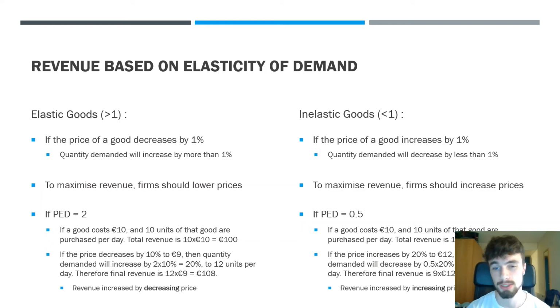The opposite is true for inelastic goods. If the price of an inelastic good increases by 1%, the quantity demanded will decrease by less than 1%. To maximize revenue, firms should increase prices. And then I have an example there explaining the opposite effect if P.E.D is less than 1.